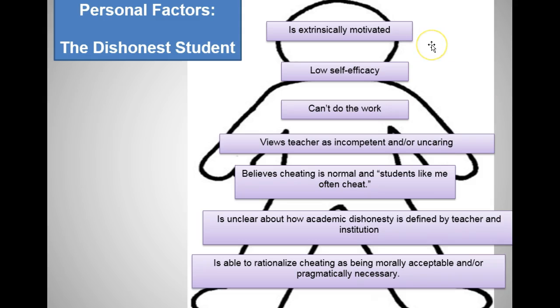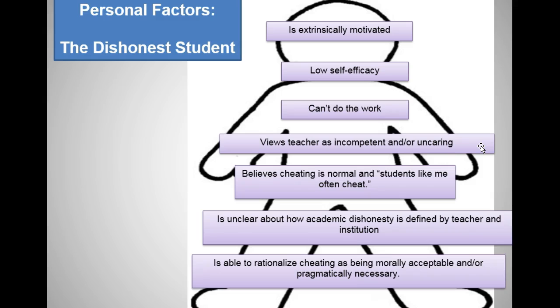So students who are extrinsically motivated are more likely to cheat. Students with low self-efficacy, which is a low self-confidence in their ability to do the work. So students who can't do the work, or who just believe they can't do the work, are more likely to cheat. Students who view their teacher as incompetent or uncaring are more likely to cheat.